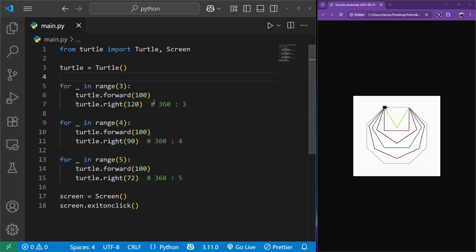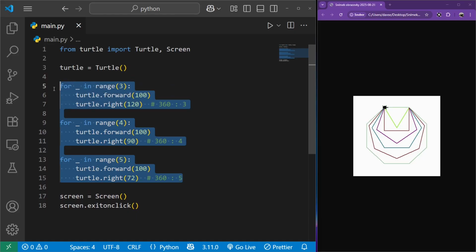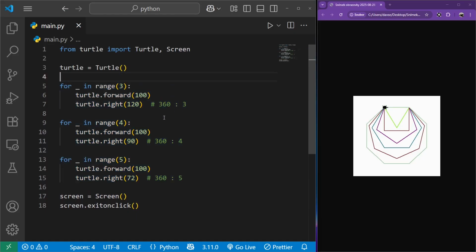But in the next video, we will create some more efficient code. So it doesn't make sense to make a for cycle, and so on. So I would like to create one big cycle. It will be a while cycle, and we will see how it goes.